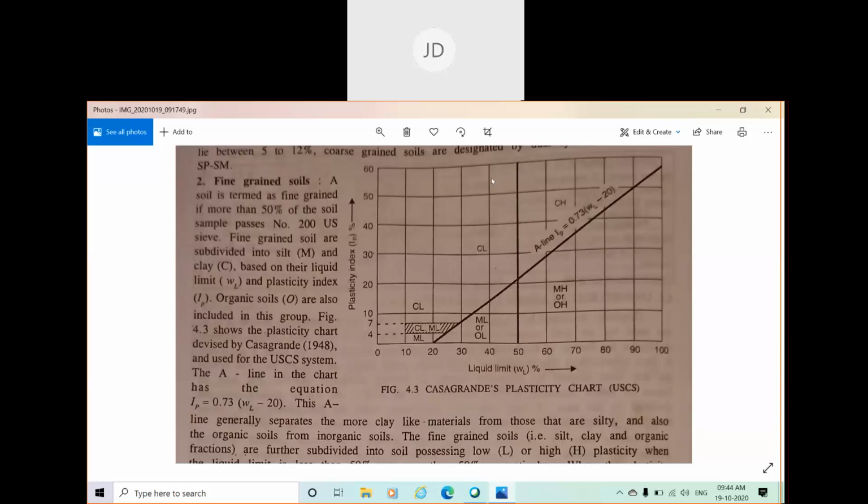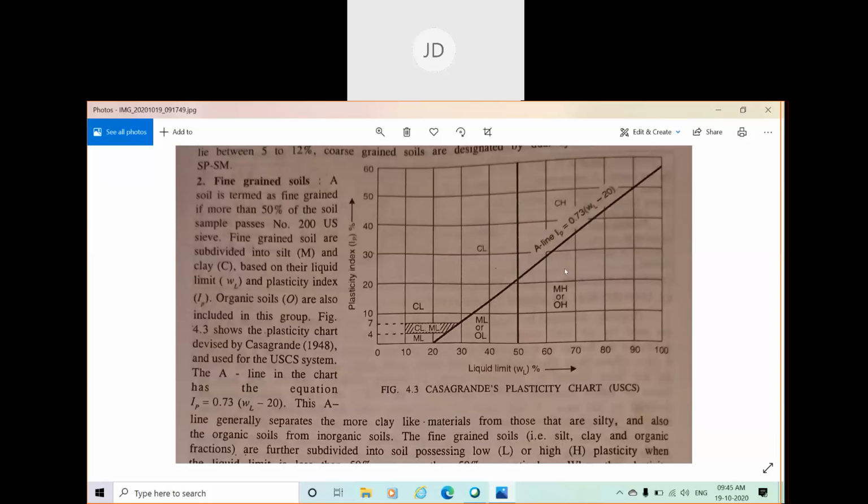Okay, this line is like a boundary line. The line is crossing the liquid limit at 50%. That means it divides this graph in two parts, the left side part and the right side part. This left zone represents the low plasticity zone. This right side zone represents the high plasticity zone.